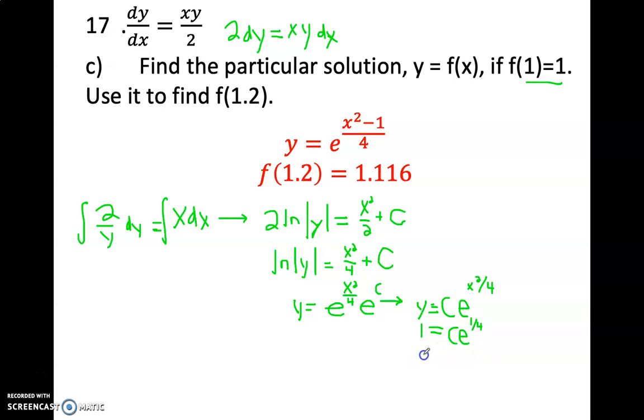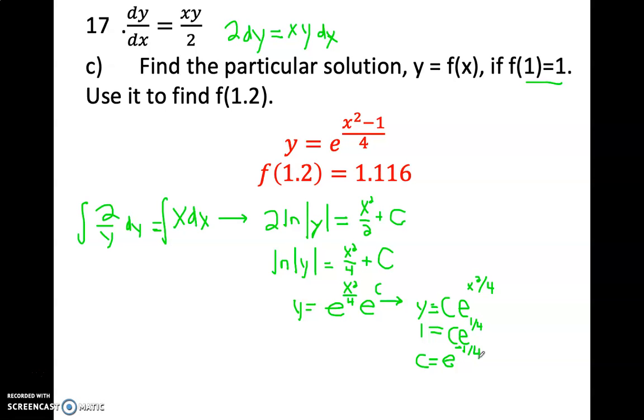And we're going to get c equals 1 over e to the 1/4 power, which sounds pretty crazy, but 1 over e to the 1/4 power is e to the negative 1/4. We'll figure it out in a second and see what we need to do with it. All right, so there's c.